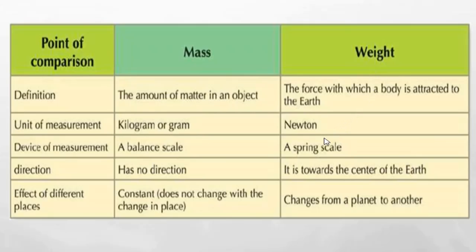Weight, device of measurement, spring scale. Point number 4, direction. Mass has no direction. Weight is toward the center of the Earth. Last point, effect of different places. Mass is constant, it doesn't change with the change in place, but weight changes from one planet to another.